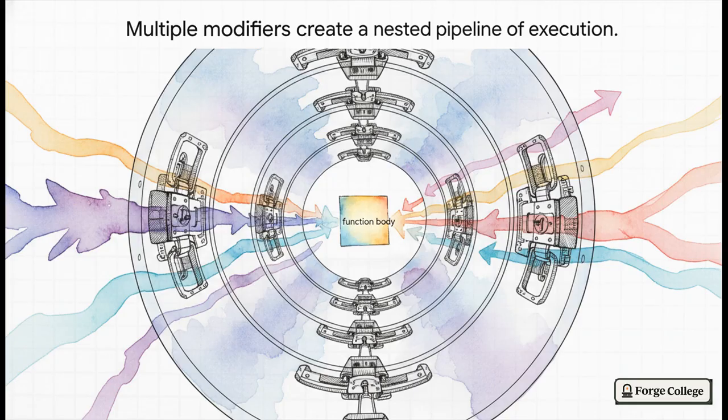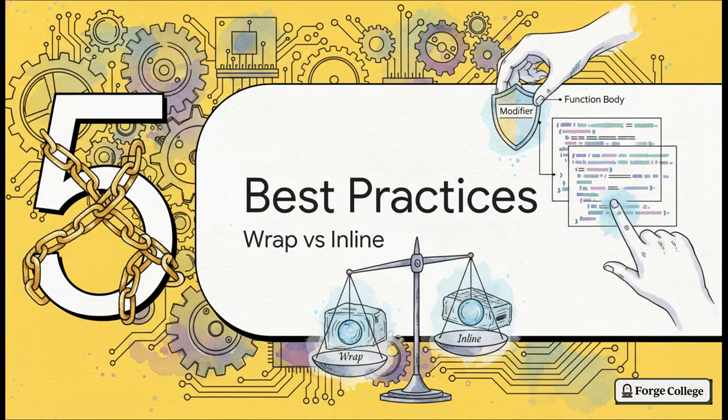Once the function wraps up, execution flows backwards. It ripples out through the post-checks of the third, the second, and then the first modifier. It's this incredibly elegant nested pipeline of logic. All right, Section 5, Best Practices and Tradeoffs. Knowing exactly when to wrap and when to just inline your code.